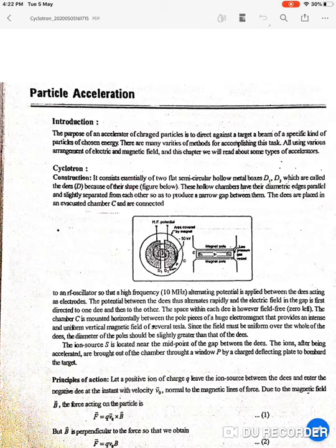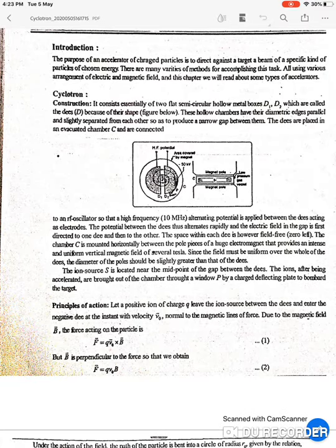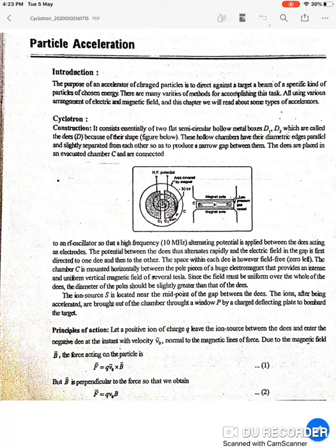So in every kind of particle accelerator arrangement, you will always need an electric field and a magnetic field. Here in the cyclotron there is a combination of both fields. Now, how do you achieve this combination? We first need to discuss the construction of the cyclotron.